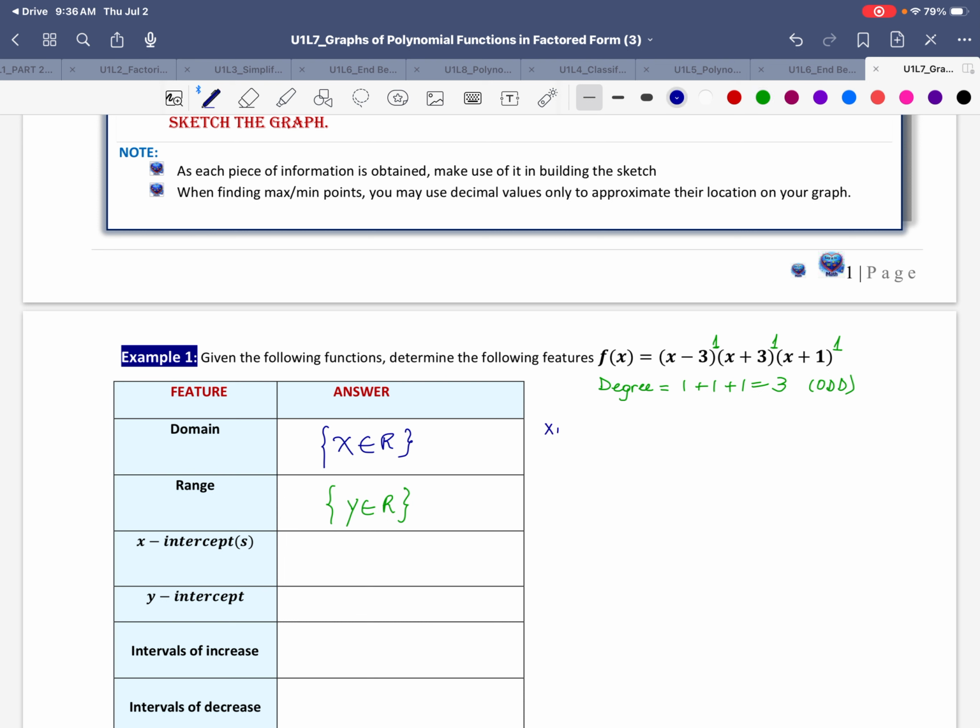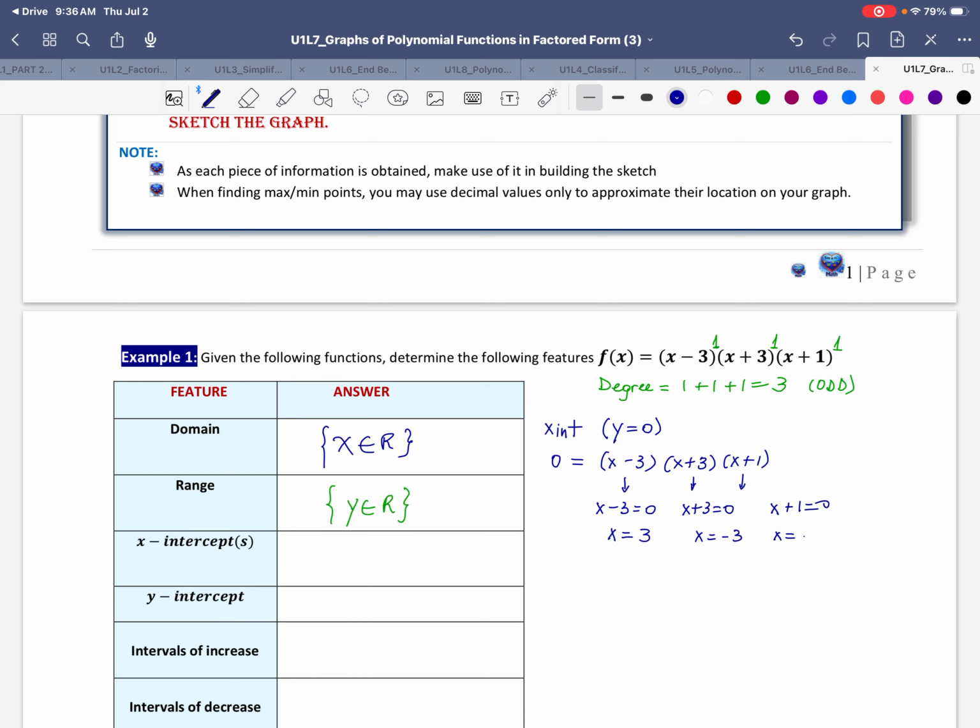Next, we'll find the x-intercepts. For x-intercepts, we're going to make y, or f of x, equal to 0. So 0 equals (x minus 3)(x plus 3)(x plus 1). And just like we found the zeros of quadratic functions in grade 10 and 11, now we're going to find the zeros of higher degree polynomial functions by setting each factor equal to 0 and solving for x. So we're going to write x minus 3 equals 0, x plus 3 equals 0, x plus 1 equals 0, and isolate x. So we see that x equals 3, negative 3, and negative 1.